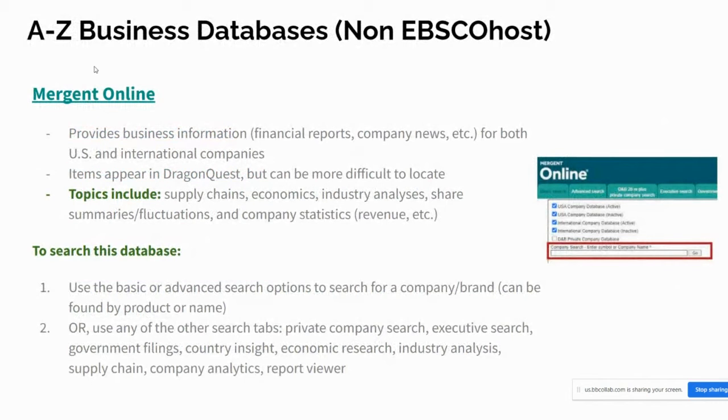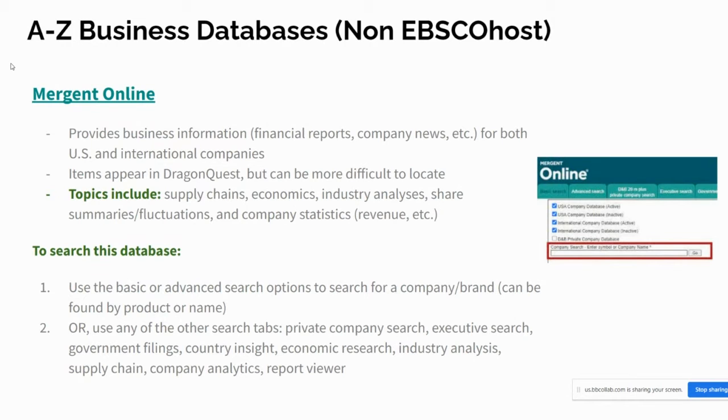So on top of the EBSCOhost databases, I'm going to demonstrate a couple of databases that don't have Dragon Quest search functions, but are going to be very helpful in locating business data and business sources. The first one is Mergent Online, which is a database that has business information like financial reports and company news for US and international companies. Topics include supply chains, economics, industry analyses, share summaries and fluctuations, and company statistics like revenue.